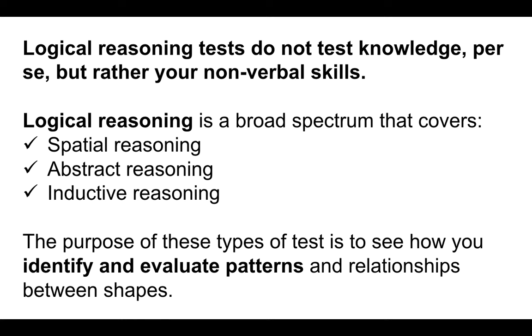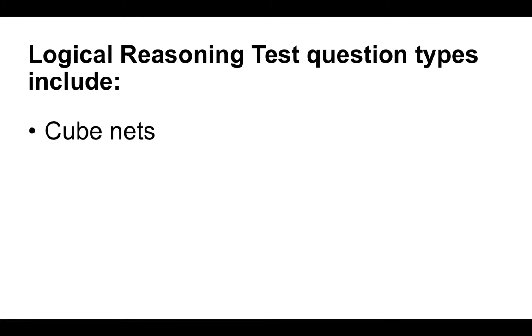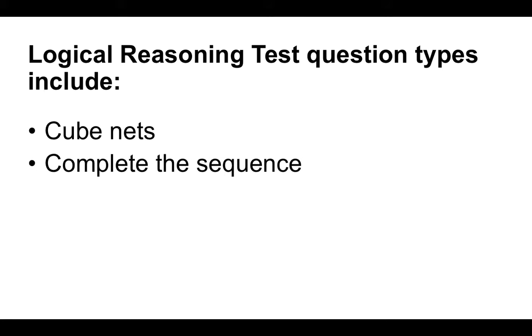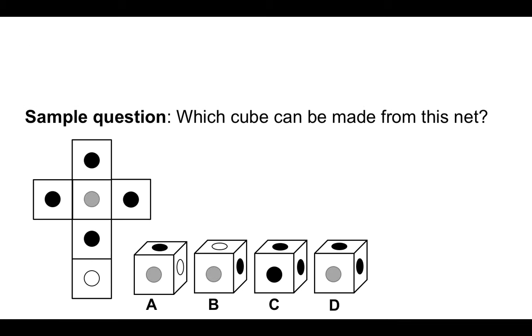The purpose of these types of tests is to see how you identify and evaluate different patterns and relationships between different shapes. Logical reasoning tests cover different cube nets, and we will look at that kind of question in a second, as well as completing sequences of shapes, looking for identical shapes within sequences, connecting shapes together, and looking for rotations of shapes. There's quite a broad spectrum of different questions that you will encounter. So let's start looking at some different types of logical reasoning tests.